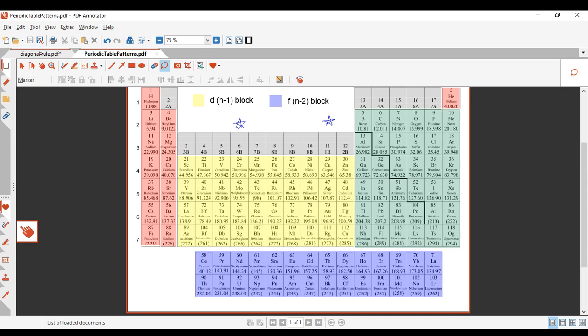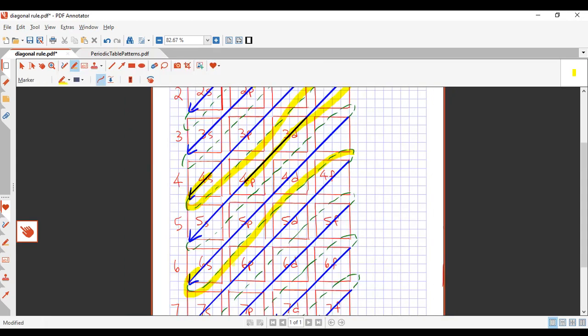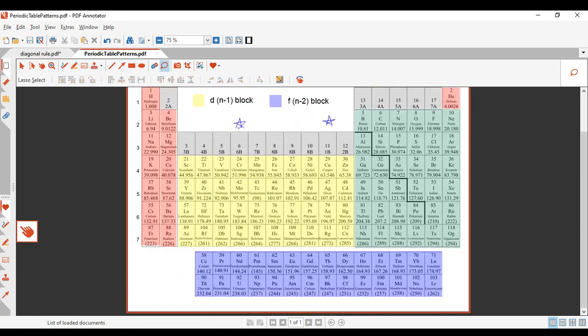You look at your diagonal rule, right after 6s comes 4f and then 5d. So here lanthanum would actually end in 4f1, and then we'd have 4f2 all the way up to ytterbium, which is 4f14, and then lutetium would be 5d1 all the way up to 5d10, which would be mercury.